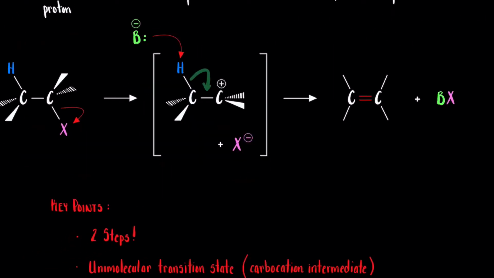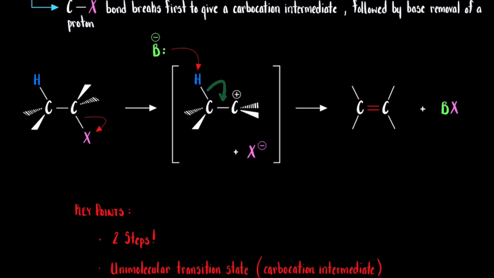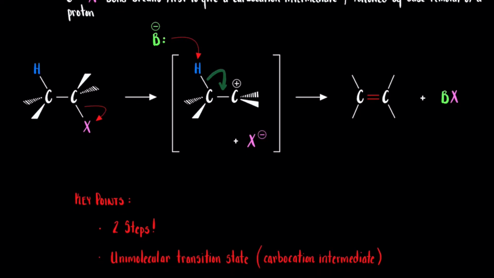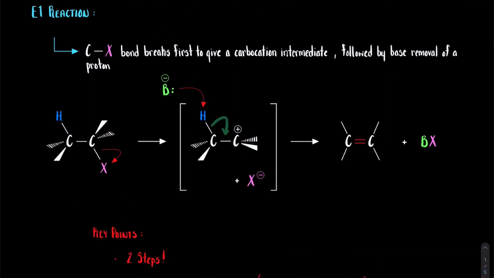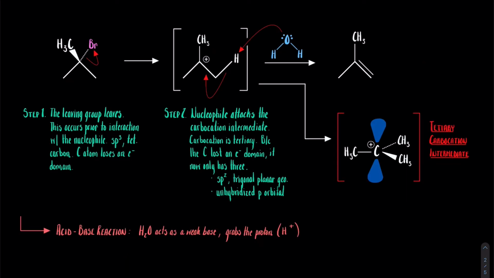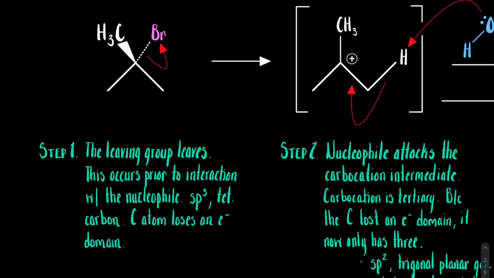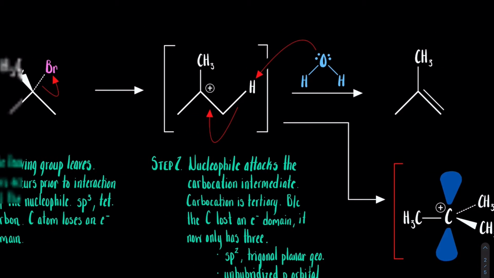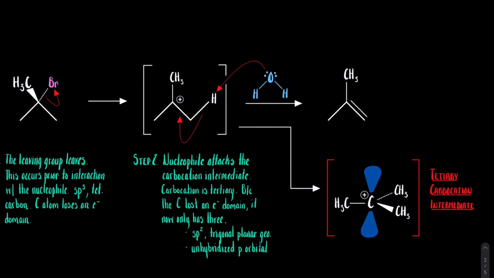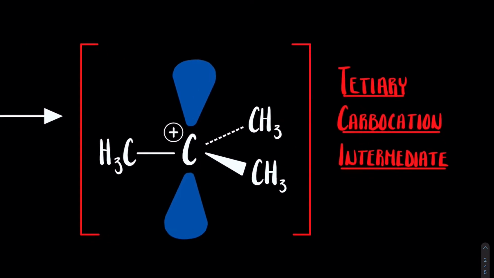So remember with the E1 reaction, you're moving forward in 2 steps, and it has a unimolecular transition state. You'll see the importance of this as we move into the E2 reaction, which occurs in one concerted step, and it has a bimolecular transition state. Let's take a look at this example of an E1 reaction. We see the first step, the leaving group leaves. This occurs prior to the interaction with the nucleophile. We are then left with a tertiary carbocation intermediate. So that's what the tertiary carbocation intermediate looks like.